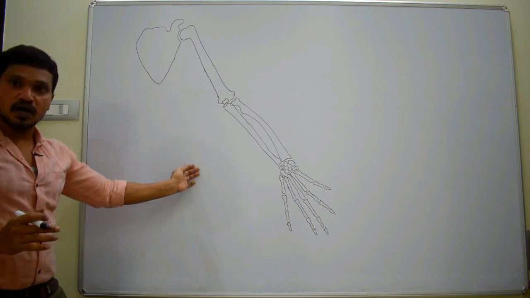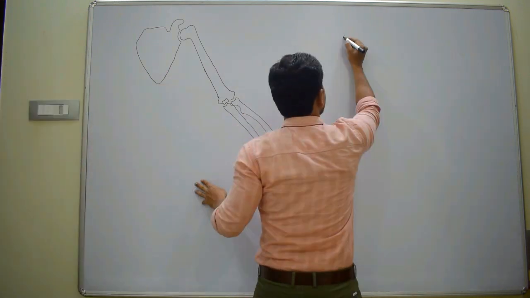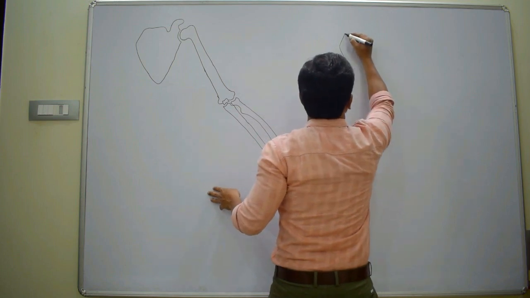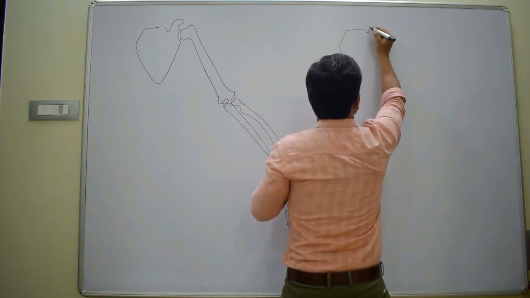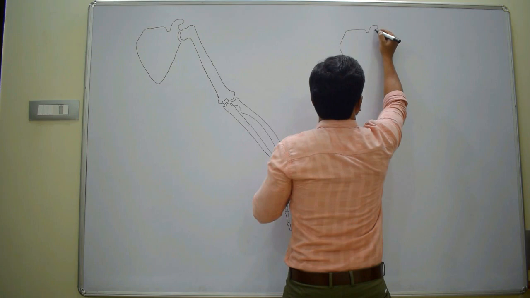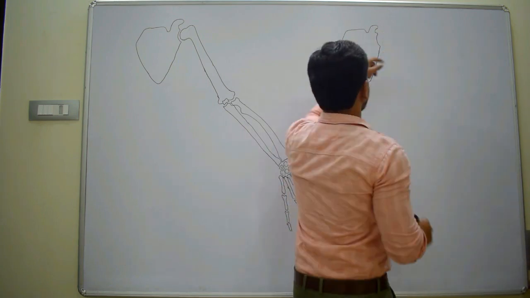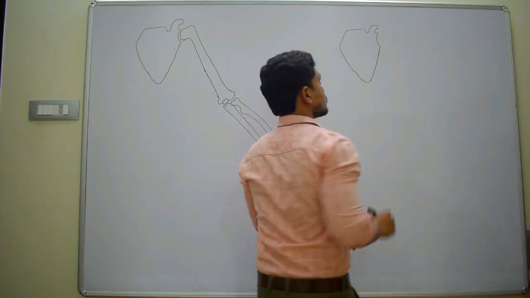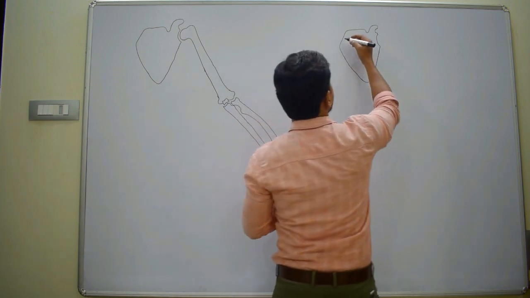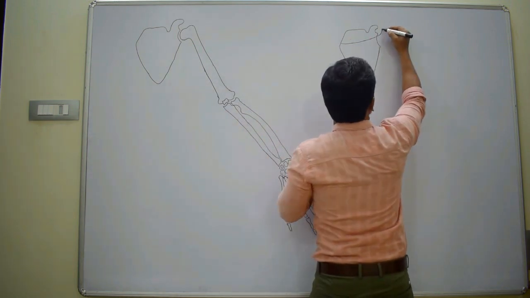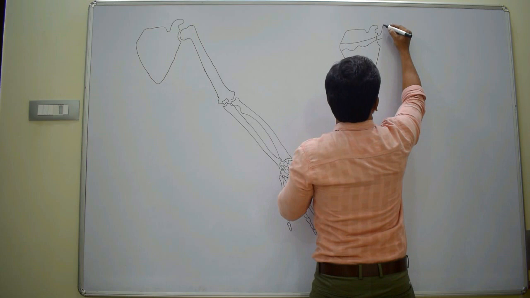In the same diagram, we will draw the posterior aspect. Here, this is the medial border of the scapula, suprascapular notch, and this is the coracoid process, and here the glenoid cavity. And since it is the posterior aspect, we have to draw one structure. What is that? The spine of the scapula. This is the spine of the scapula, and here is the acromion process.